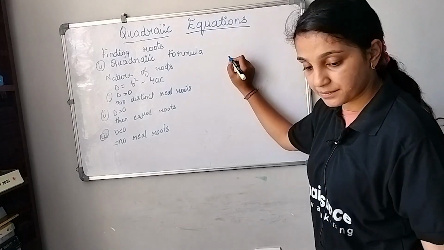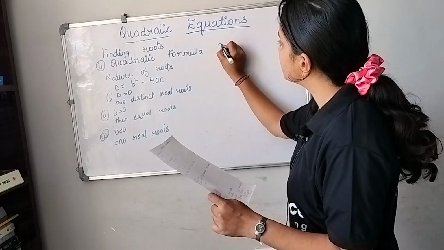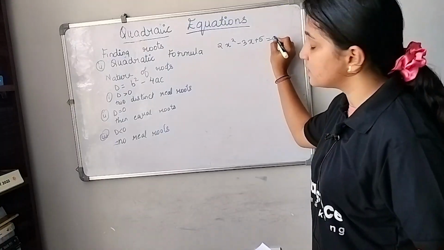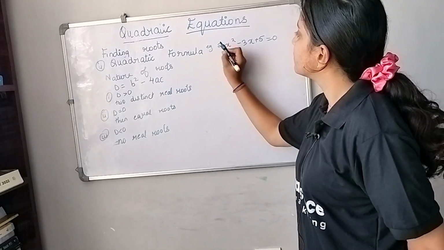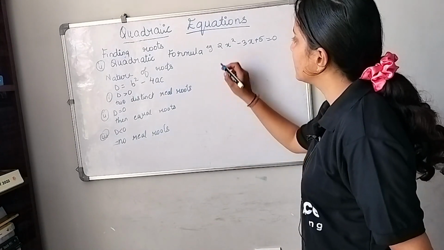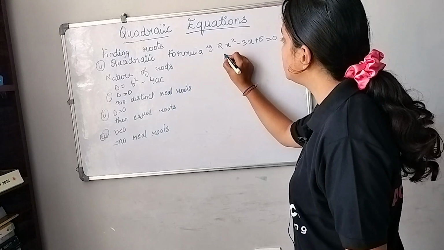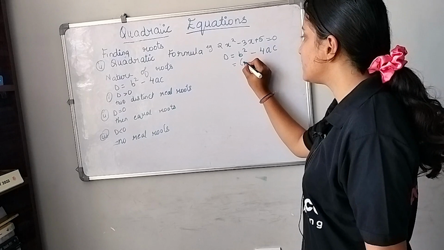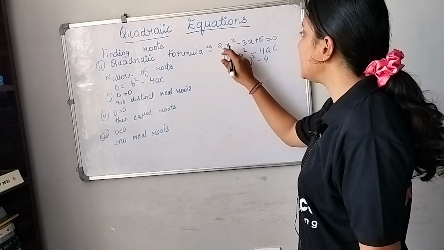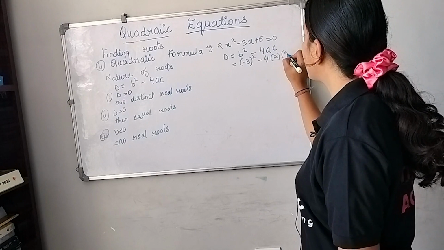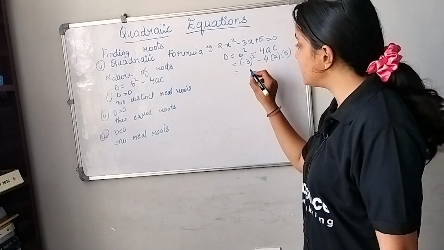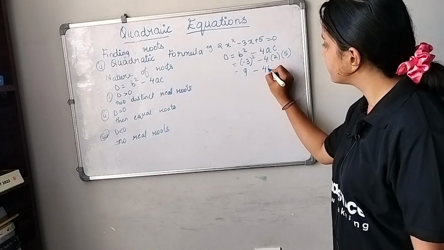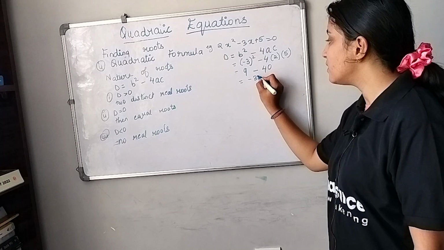Okay, we see this with an example. Example is 2x square minus 3x plus 5 equal to 0. Now what is the formula here? D is equal to b square minus 4ac. Now b square is minus 3 square, minus 4, a is 2 and c is 5. Now minus 3 square is 9. 9 minus 4 into 2 is 8. 8 into 5 is 40. Now 9 minus 40 is minus 31.